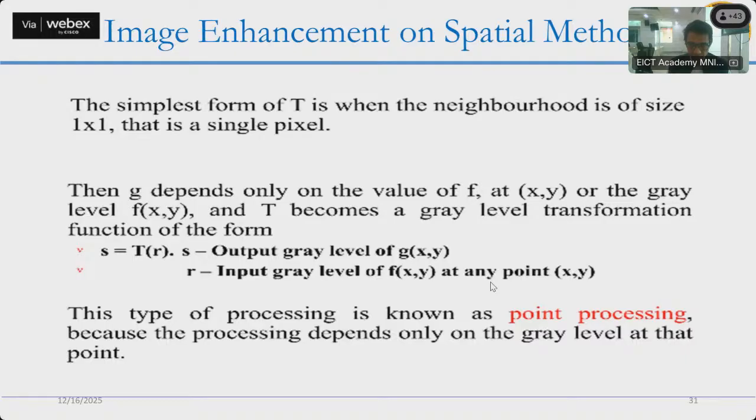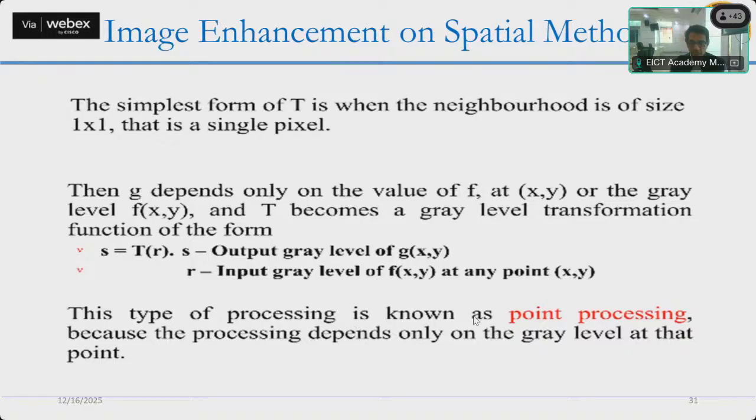So initially we started with the spatial methods. The spatial methods are those where things work directly upon the pixel. As we discussed yesterday, a new pixel intensity comes after applying the transformation. What is that transformation? It is some function, right? S equal to 2 r square, whatever the value may be. So at the gray level, the output gray level of the output image gets changed.